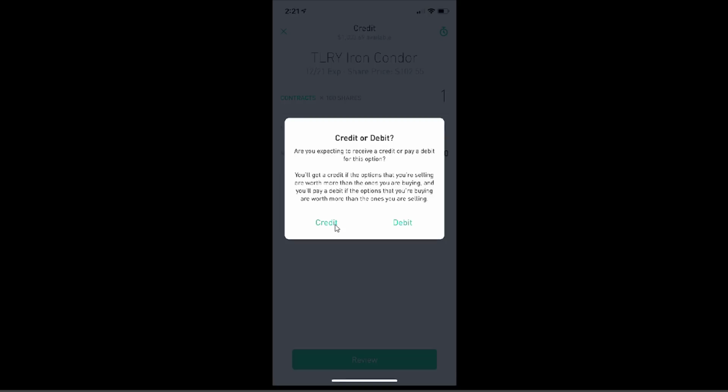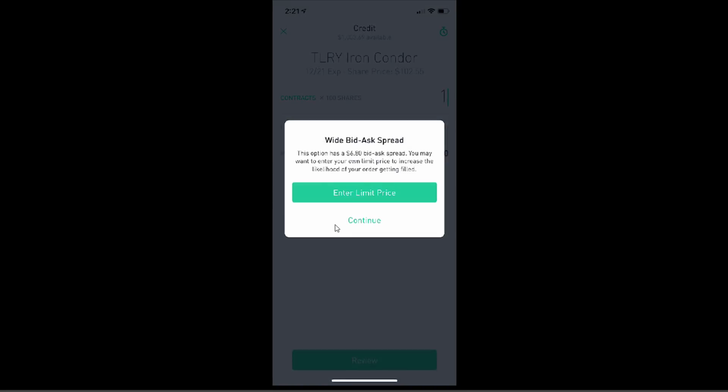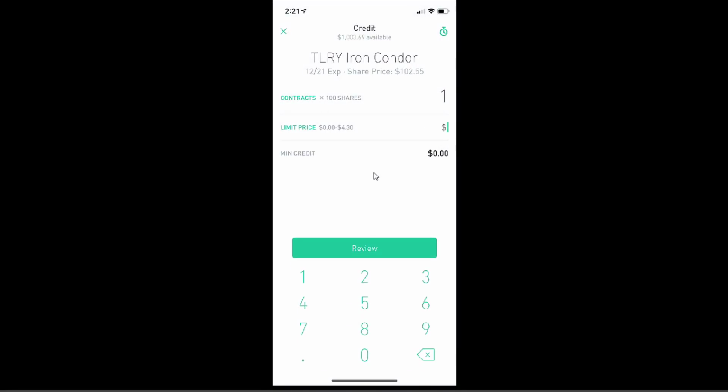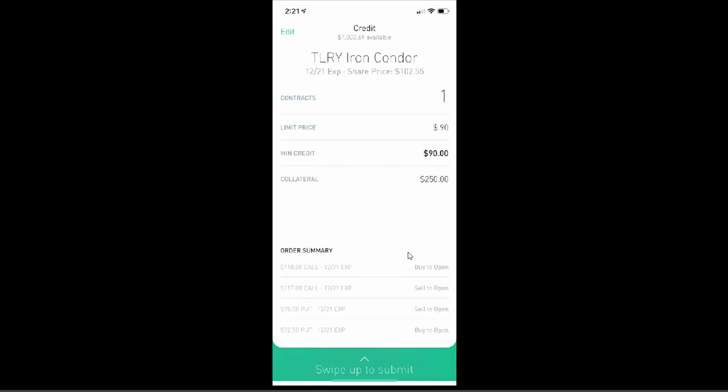All right, and I'm doing this as a credit. You always want to do an iron condor as a credit. So credit, okay, it's entering limit price. Meaning by that is I need to pick a price that I'm willing to sell the option for. I was good with the 90 cents, which is actually $90 is what I'm going to receive. So again, review, collateral, $250. I'm also good with that. All right, that's my collateral.